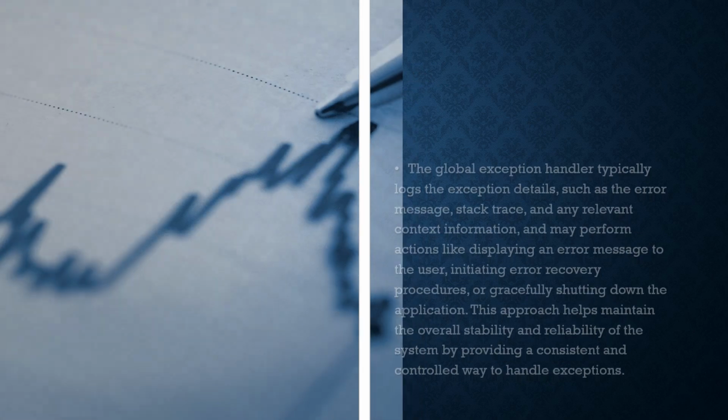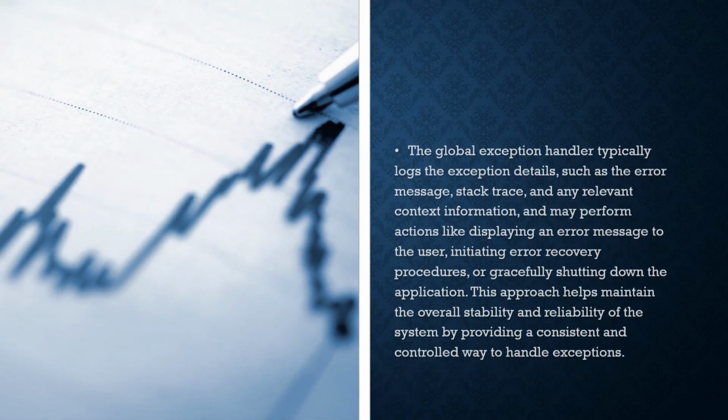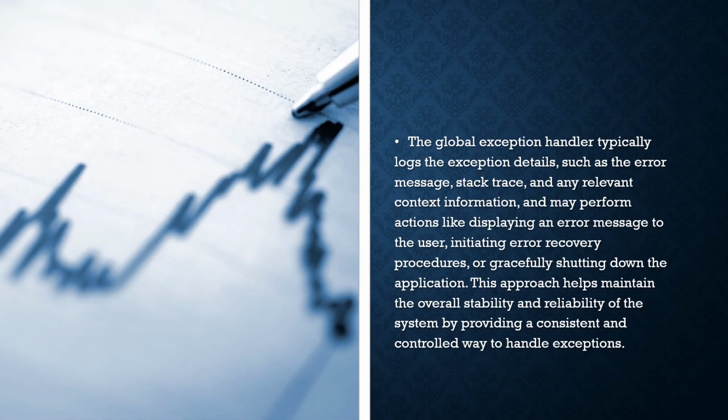We can use global exception handling for several scenarios. For example, we want to log the exception details such as error message, stack trace, and any other relevant context information. And we want to perform some actions like displaying the error message to the user, initiating error recovery procedures, or gracefully shutting down the application. This approach helps to maintain the overall stability and reliability of the system by providing a consistent and controlled way to handle the exceptions.